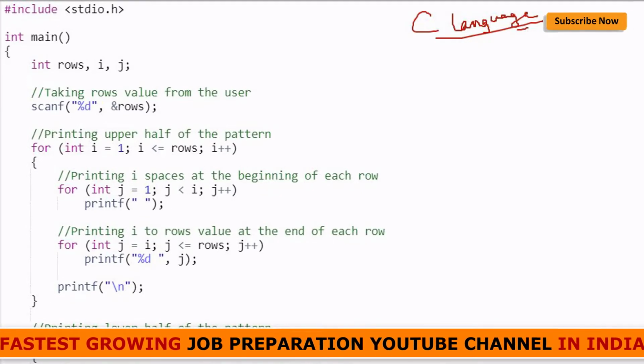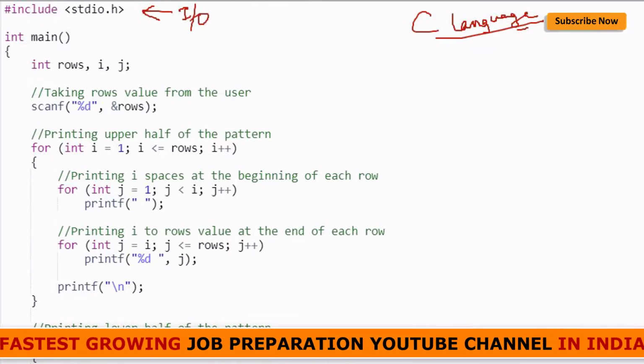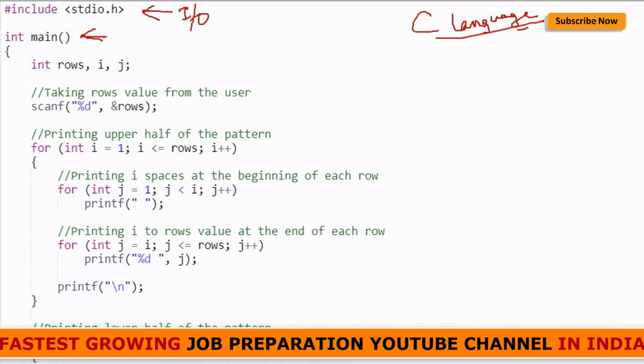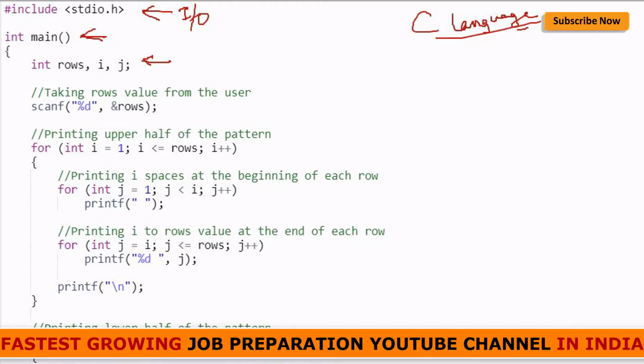First line you can see #include <stdio.h>. This is the header file for input and output, as you know, and int main. So here we have started our main and it will return a value of integer. From here the main starts, and the first line of main is int rows, i, j. Three variables I have taken of data type integer, and I'll use these in my program.